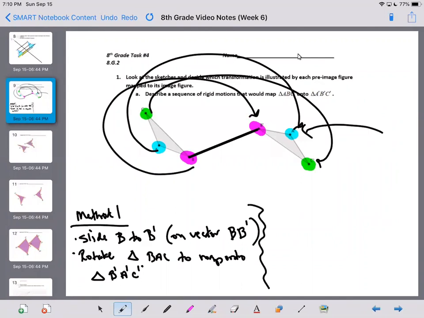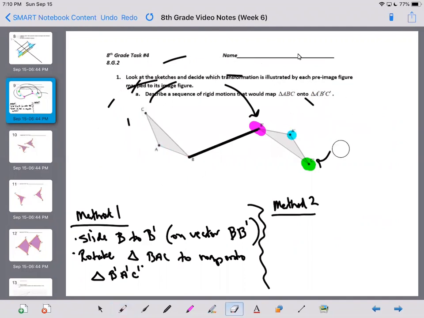But then we have method two. And that would allow us to think, okay, so let's think about this again. Let's look at the colors and let's look at what's going to line up.